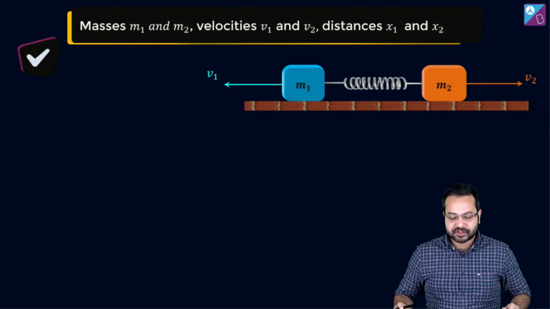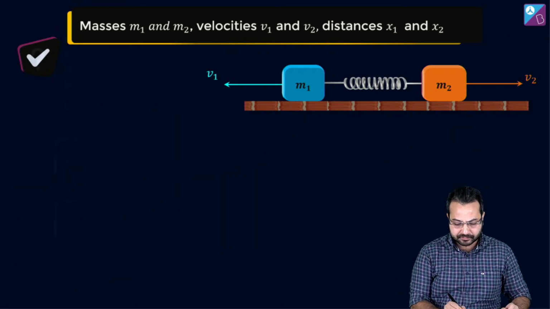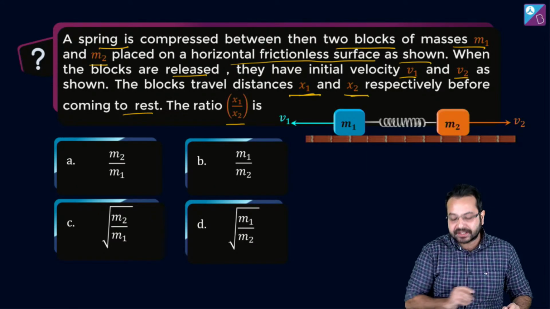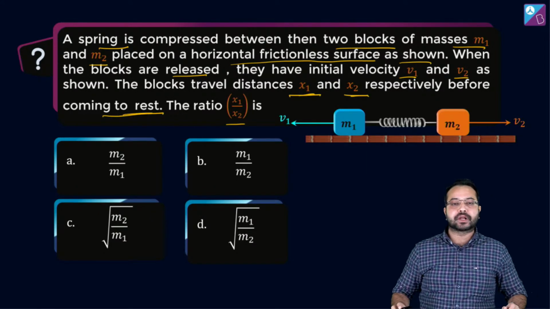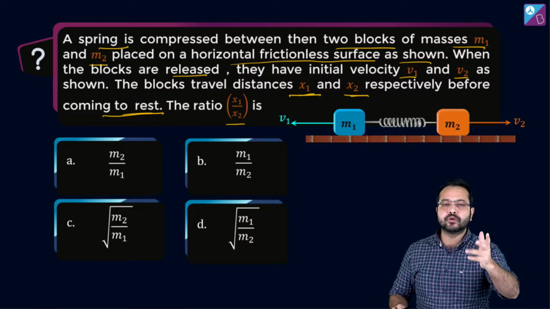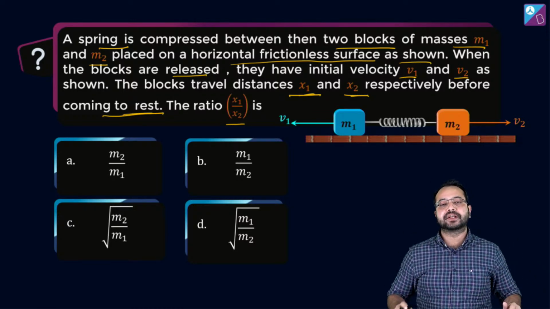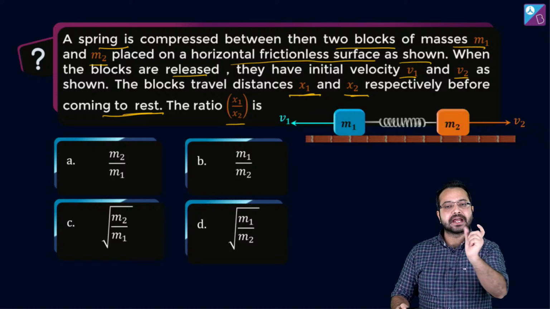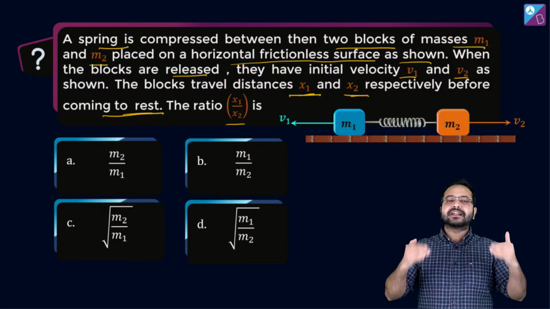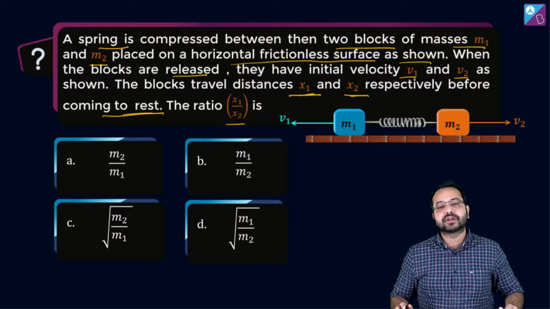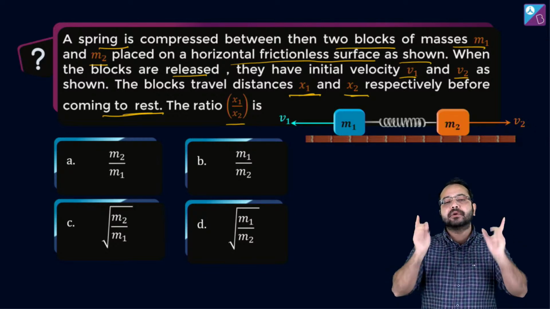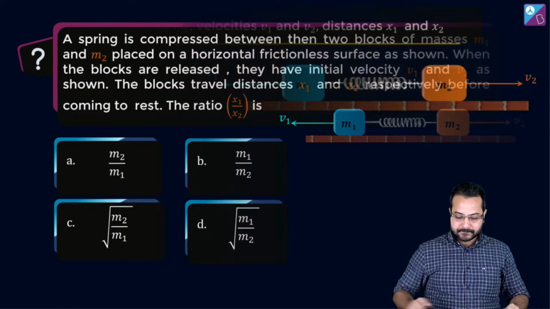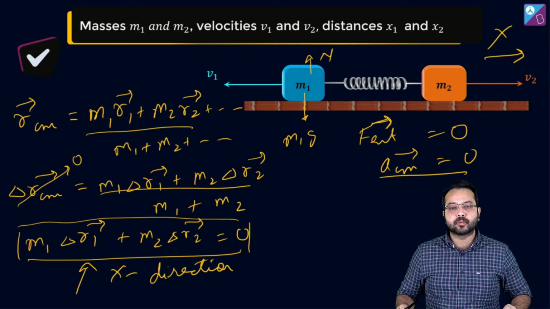Now another thing I want to ask you is that in the question, it is given that they travel distances x1 and x2 respectively before coming to rest. Now how can we just assume that both the blocks are going to come to rest simultaneously? Can someone explain it to me? Can it happen that one block has come to rest and the other block has not? Why is it absolutely necessary, and given in the question, that the blocks come to rest simultaneously? Can someone explain that to me?